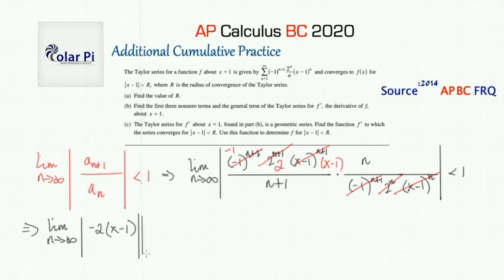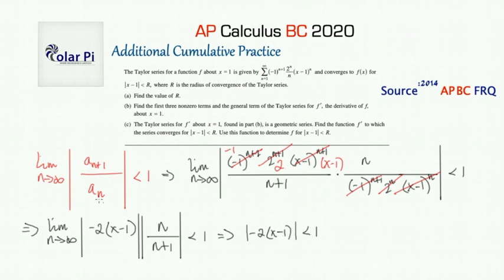Okay, so then we have n over n plus 1, right? And this is the item that will be affected by n going to infinity, and this is less than 1. As n goes to infinity, this is a pre-calculus like problem. As n goes to infinity, this goes to 1, clearly. And so after executing the limit, we'll have the absolute value of negative 2 times x minus 1 is less than 1.